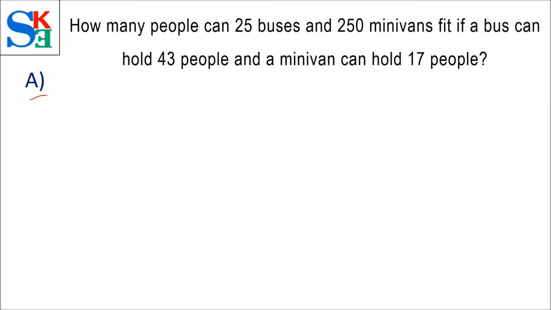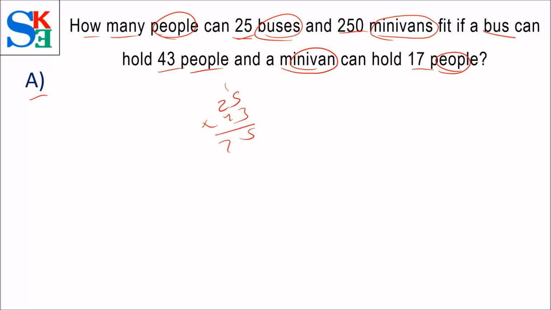Alright, so question A. How many people can 25 buses and 250 minivans fit if a bus can hold 43 people and a minivan can hold 17 people? Alright, so let's start with the start. 25 buses and one bus can fit 43. Simple. 25 multiplied by 43. That's going to be 1075. That is my answer. Alright, so 250 minivans.